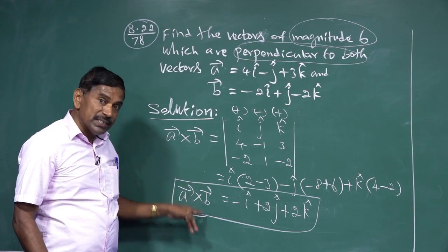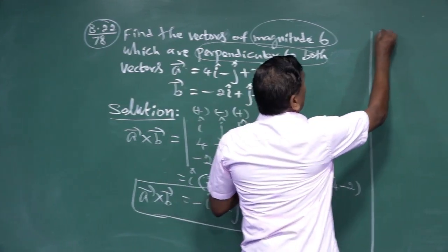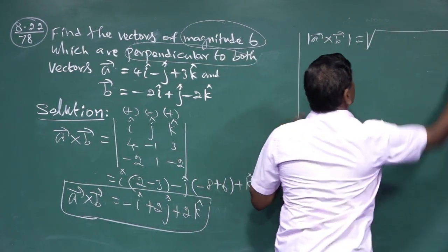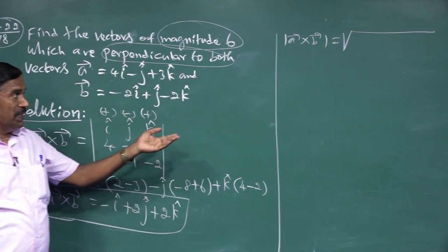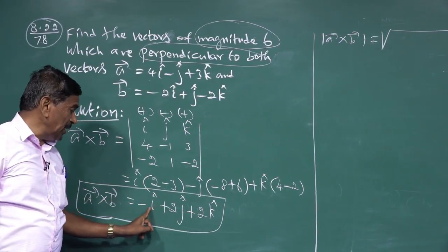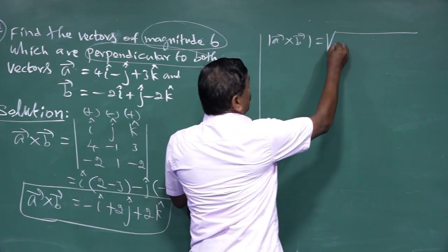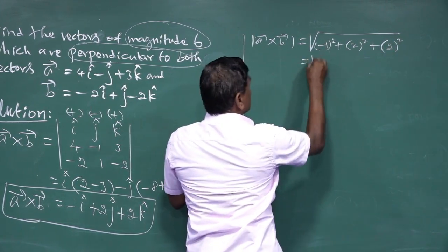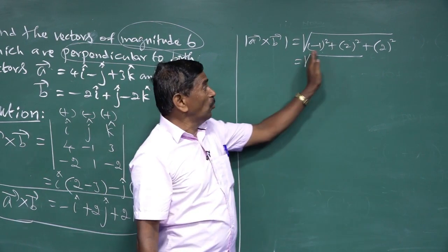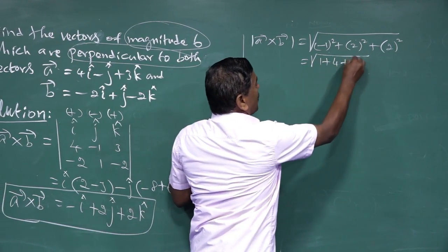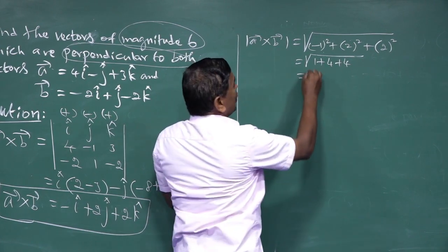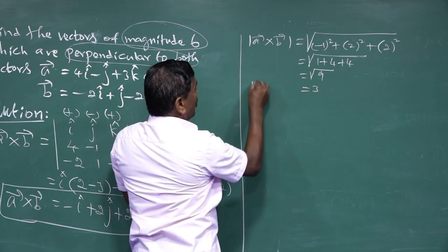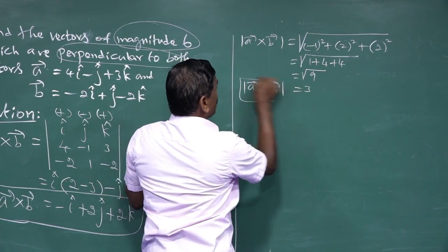Now I want to find modulus A cross B, that means the magnitude. Modulus A cross B is equal to the square root of the sum of the squares of the i, j, k coefficients. The coefficients are minus 1, 2, 2. So minus 1 whole square plus 2 whole square plus 2 whole square, which is the square root of 1 plus 4 plus 4, which is root 9, which equals 3. That is modulus A cross B.